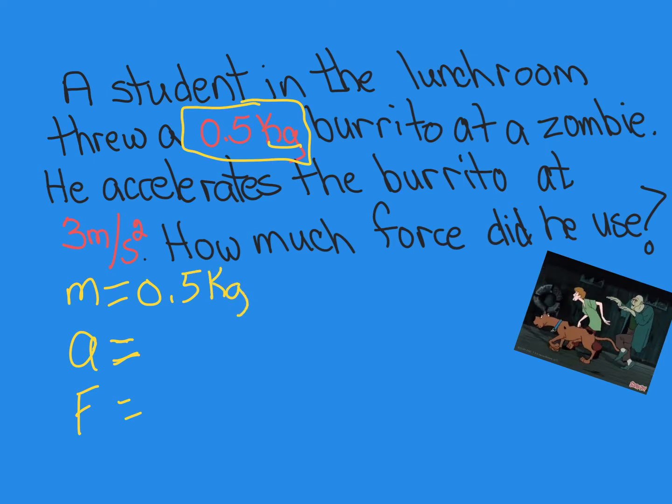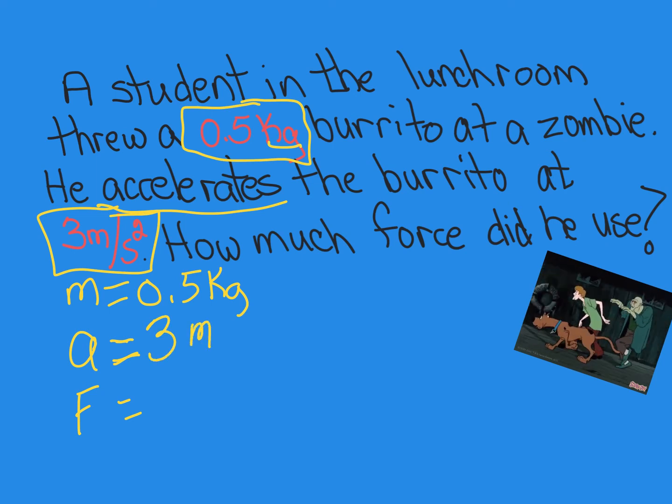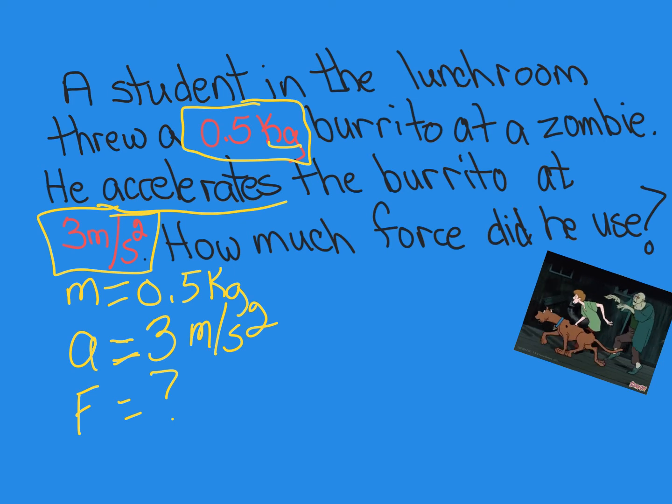When you work problems like this, you need to write down your work, your thoughts, and that's what I'm doing by writing all this down. Then you need to show these numbers in the equation. That is showing your work. So make sure you show your work, write the equation, and put the units. Okay, he accelerates, he uses that lovely word, the burrito at 3 meters per second squared. So this is my acceleration, and that was easy because he told me exactly what it was. Didn't have to think very hard at all. How much force did he use? Well, that's what I'm calculating.